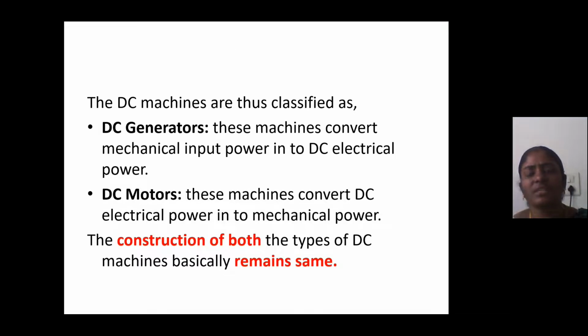The DC machines are again classified as DC generators and motors. Based on the conversion, the machine converting mechanical input power to DC electrical power is called a DC generator, and the one converting electrical power into mechanical power is called a DC motor. First we have to know that the construction of both types of machines is the same.